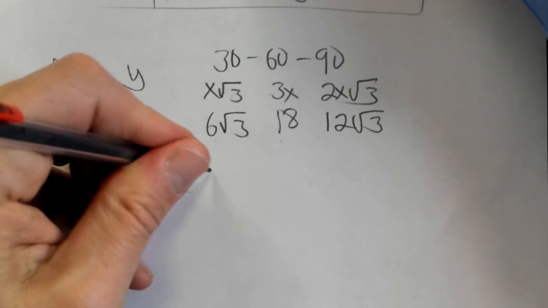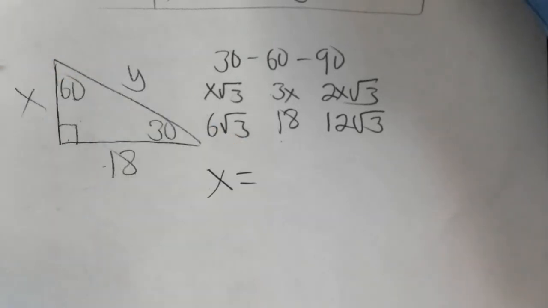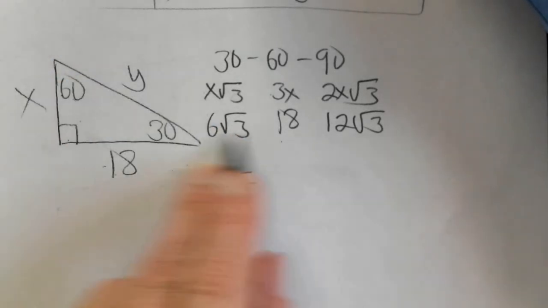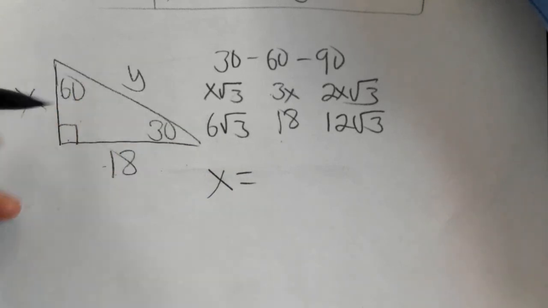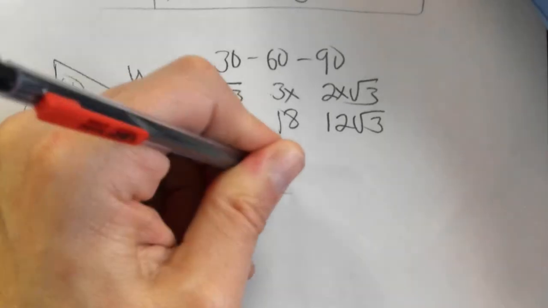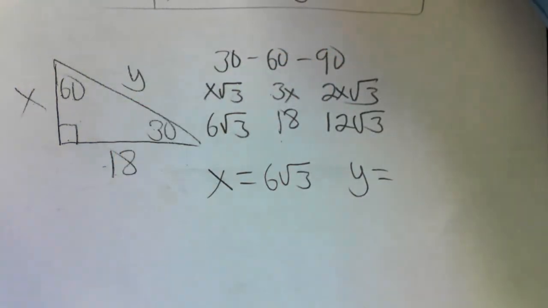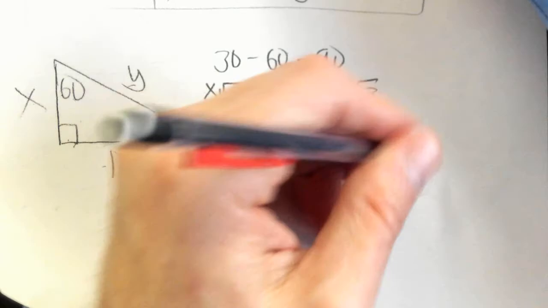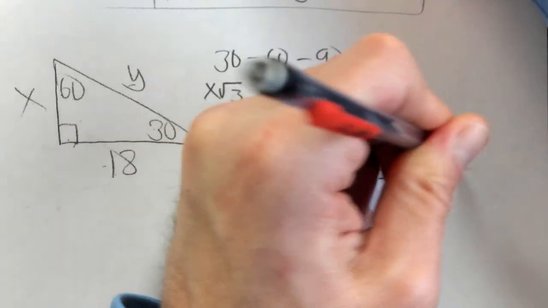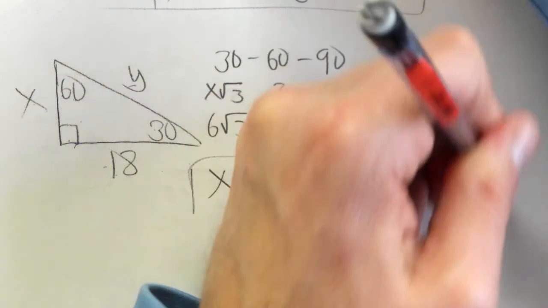And now which one is the x and which one's the y? Because remember, you've got all 3 answers now. And so my x is across from the 30. So that's going to be 6 square roots of 3. And my y is the hypotenuse, so it's going to be the 90 column, which is 12 square roots of 3. And so there you go.